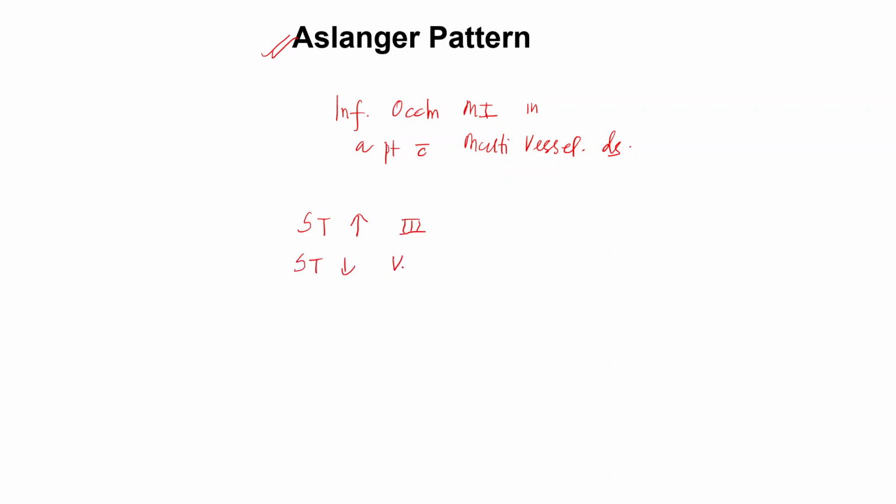Then this is a very rare pattern. This is inferior occlusion MI in a patient with multivessel disease. If there is inferior occlusion MI, then you may sometimes get a Shanghai pattern. It's a very rare pattern, but I have seen one case during my residency. What happens here? There is isolated ST elevation in lead 3 and ST depressions in V4 to V6.